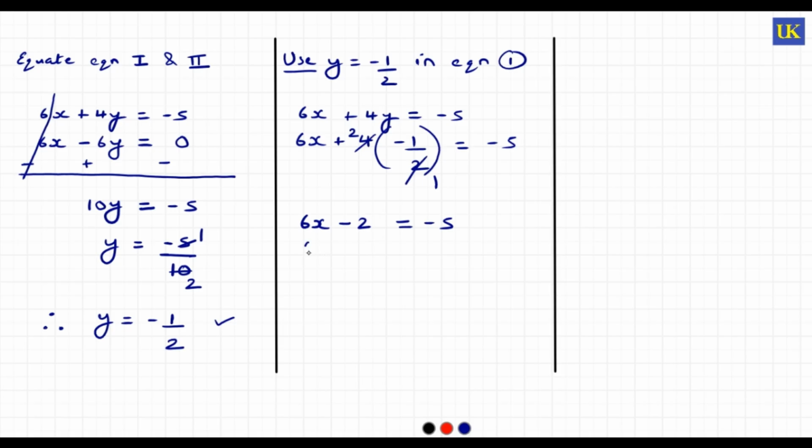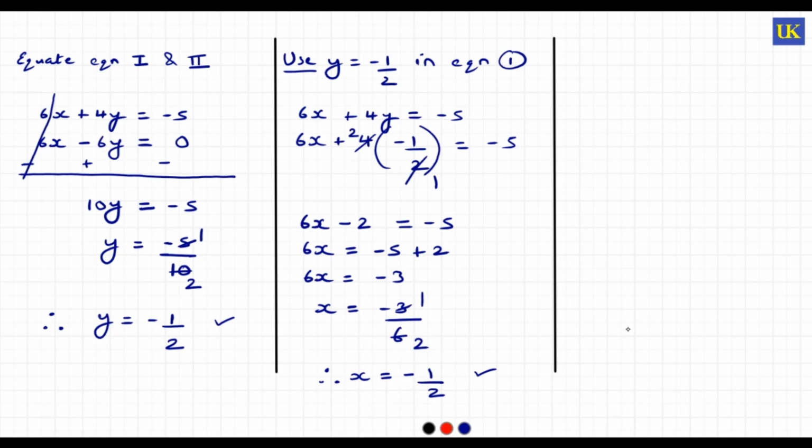So I will send 2 to the other side. So minus 5 plus 2 it will become, so 6x is equal to minus 3. So x is equal to minus 3 upon 6. 6 will go to the other side. 3 ones are 3, 3 twos are 6. And again we have this minus sign here. So the value of x will also become minus 1 by 2. So x and y both the values we have.